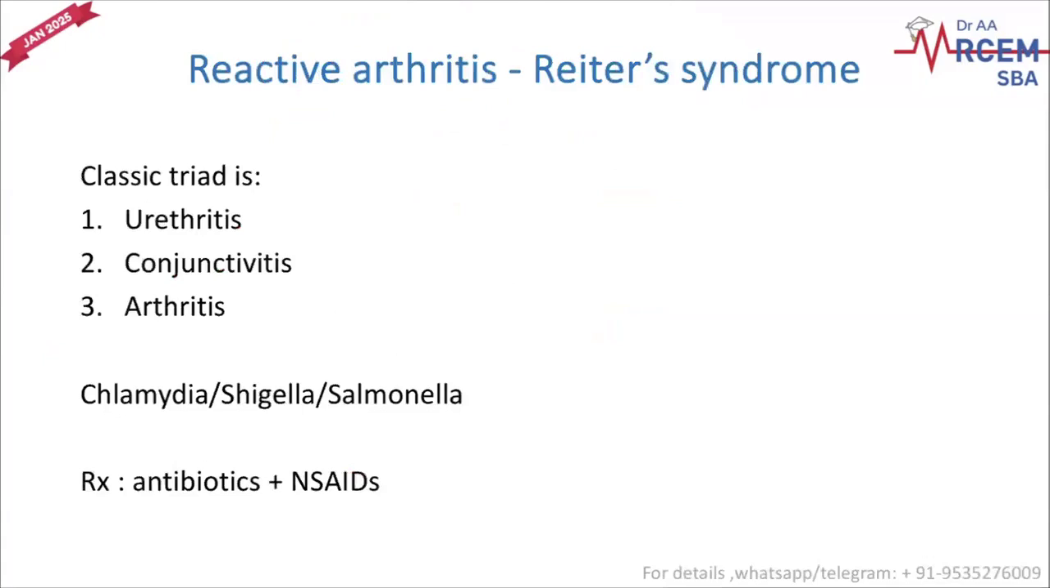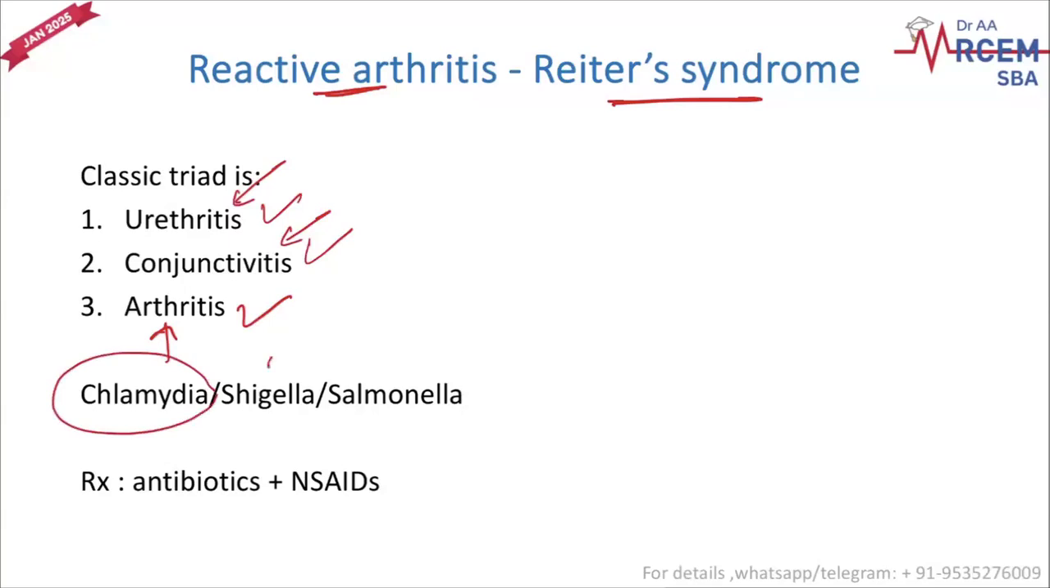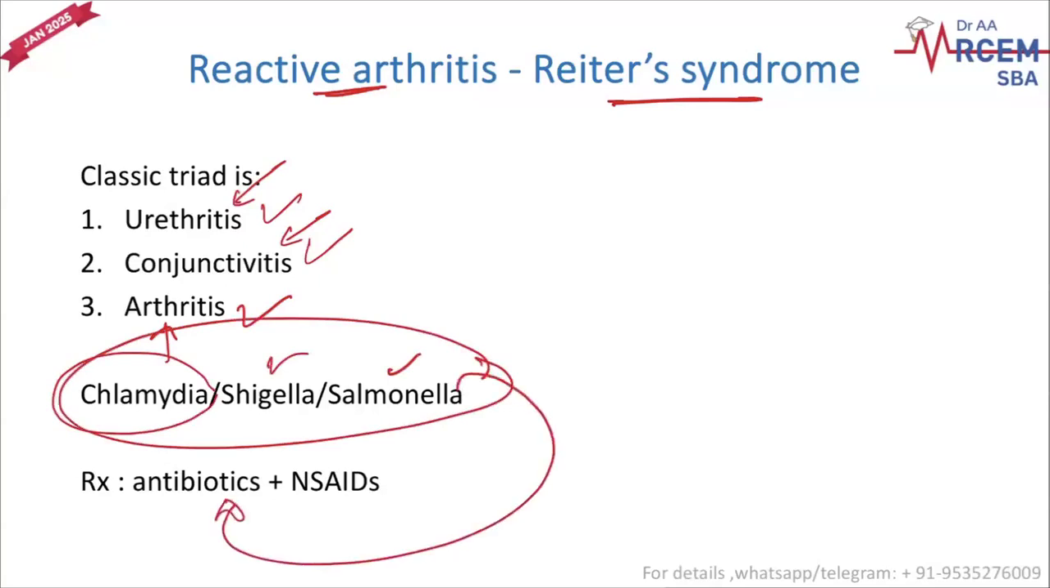Reactive arthritis, previously known as Reiter's disease, so any of these terminologies can be used. They classically present with a triad of urethritis, conjunctivitis, and arthritis. So inflammation of the joints, the conjunctiva, and the urethra. The commonest organism is chlamydia; Shigella and Salmonella can also cause it. How do you treat it? This is a bacterial infection, so it requires antibiotics. Along with this, there is pain because of the inflammation, so you need to prescribe painkillers like NSAIDs.